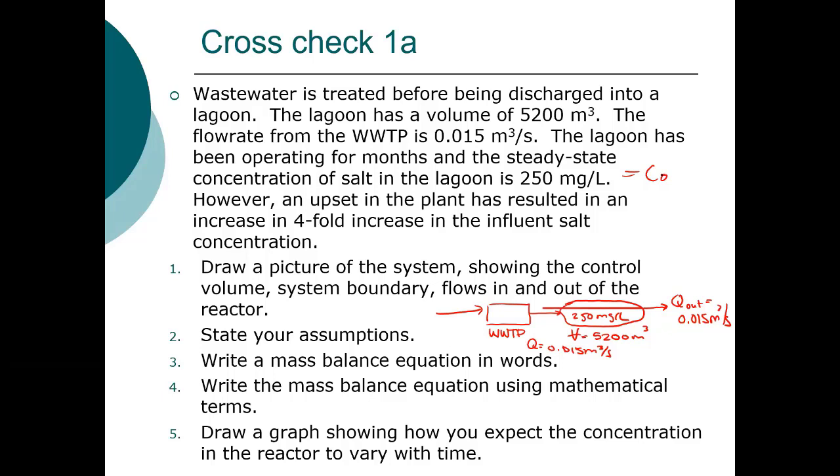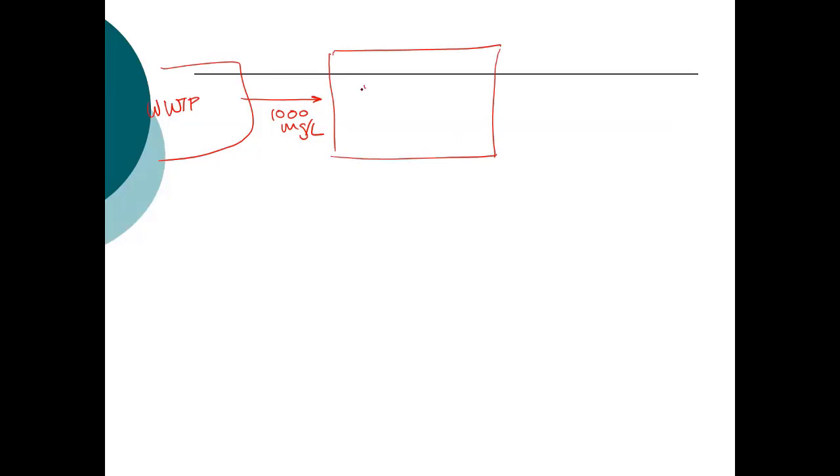So your salt is non-reactive. So it increases fourfold, so it's 1,000 milligrams per liter. It doesn't matter what's happening in this wastewater treatment plant, but we have 1,000 milligrams per liter coming in after we've had this upset. C sub 0 is 250 milligrams per liter.